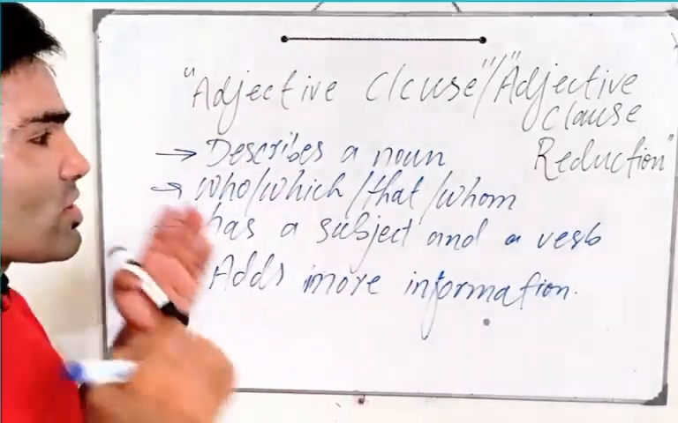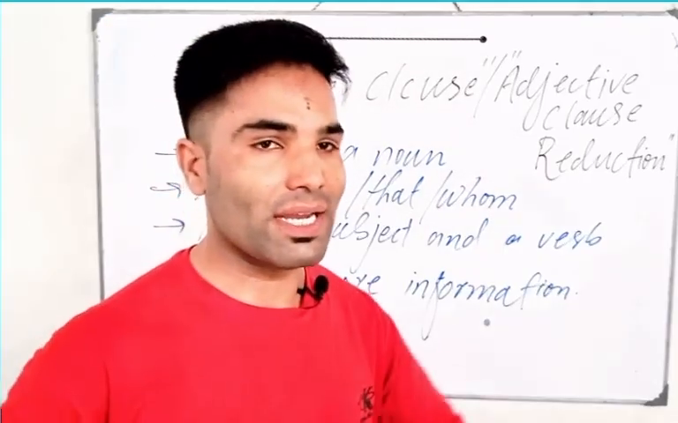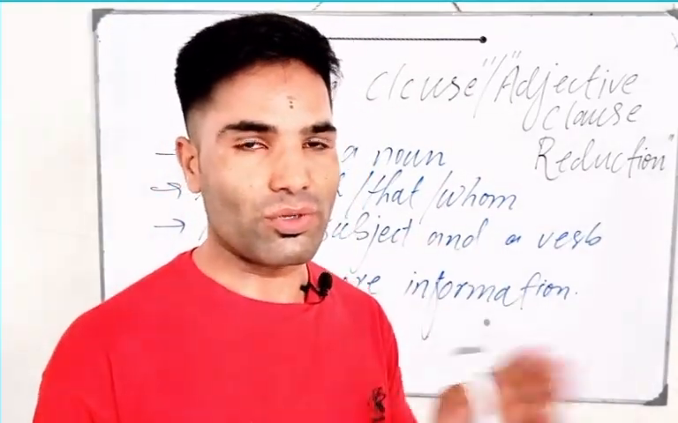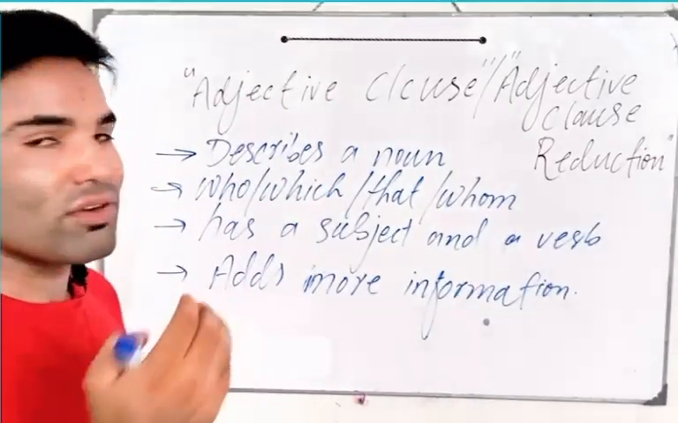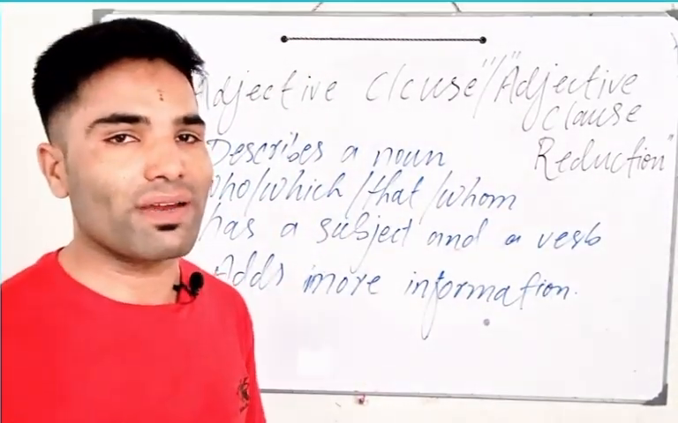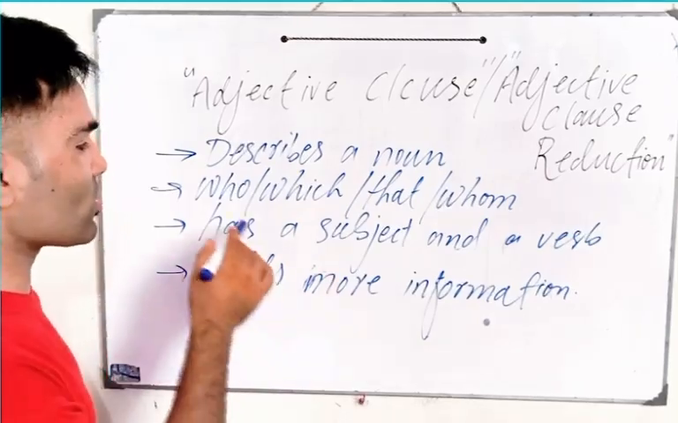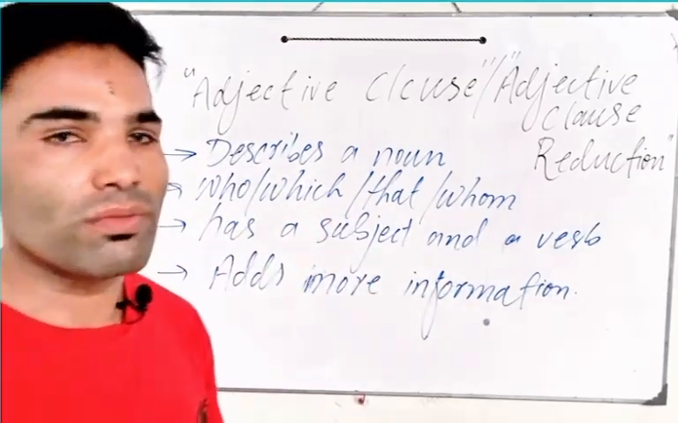Okay, adjective clause is a sort of clause which describes a noun. It adds more information about the certain noun which is used with it. And secondly, adjective clause is often introduced with relative pronouns. These are the certain relative pronouns which often introduce an adjective clause, like who, which, that, and whom.